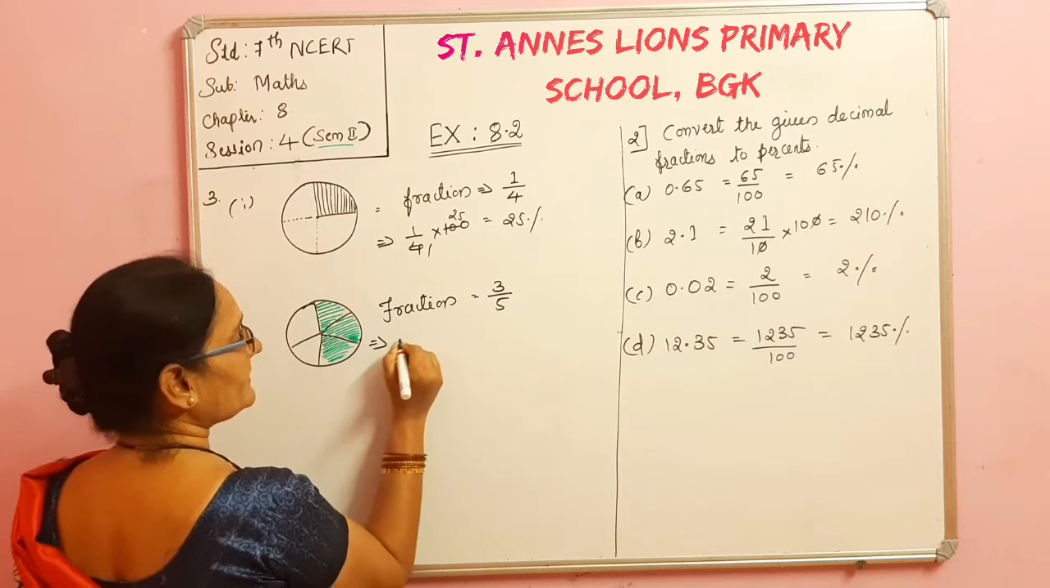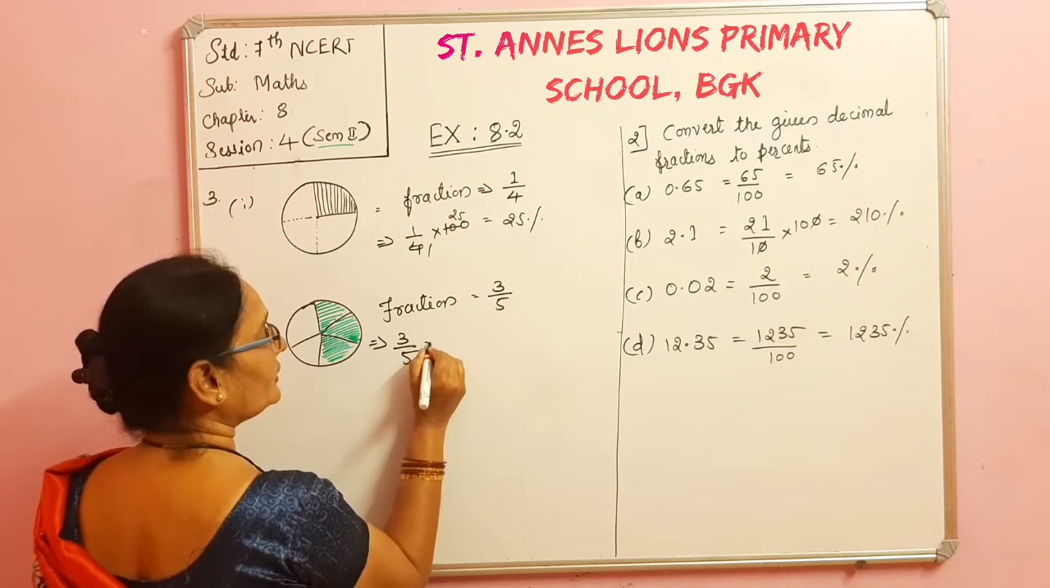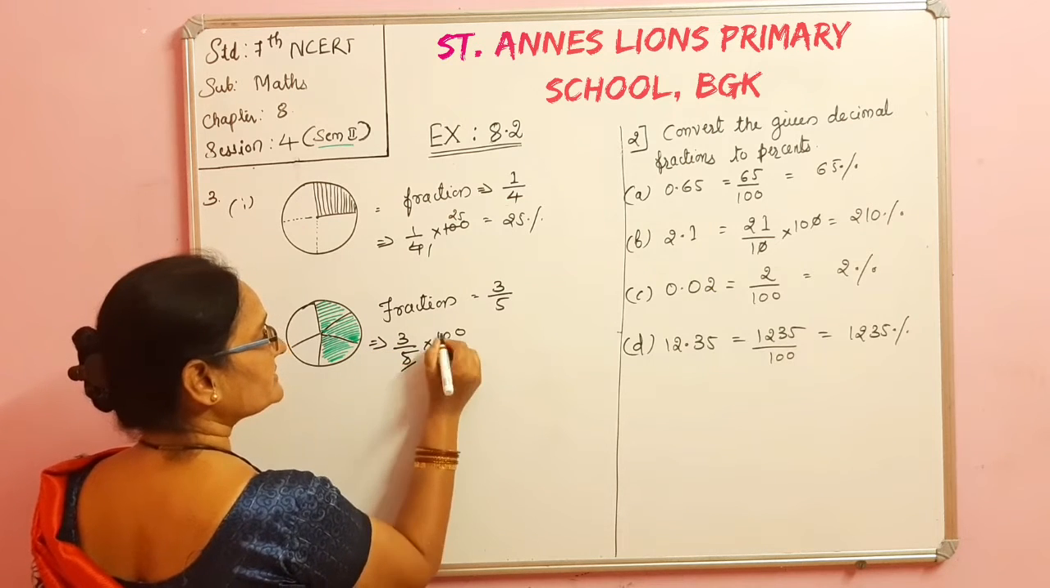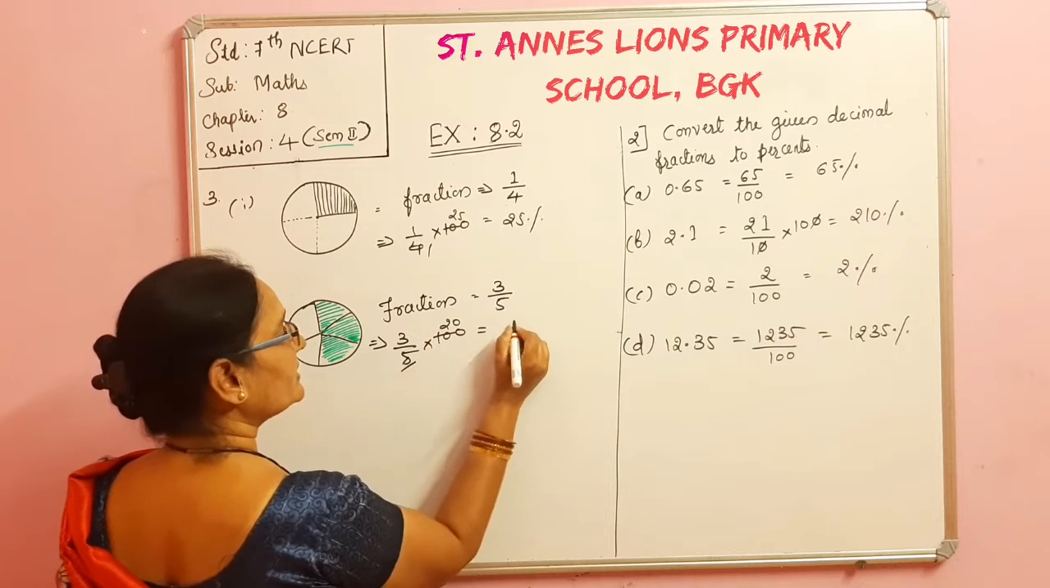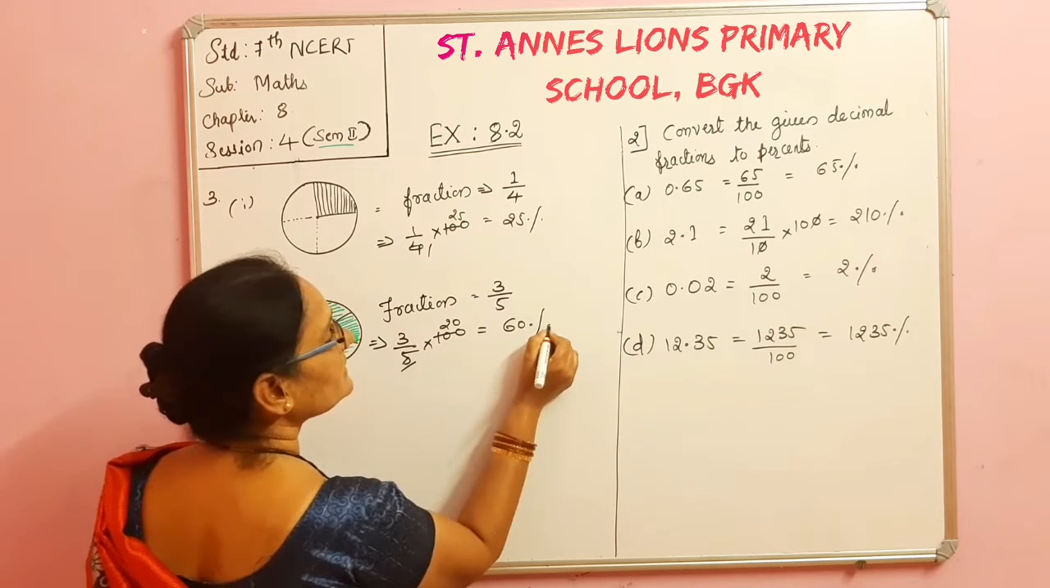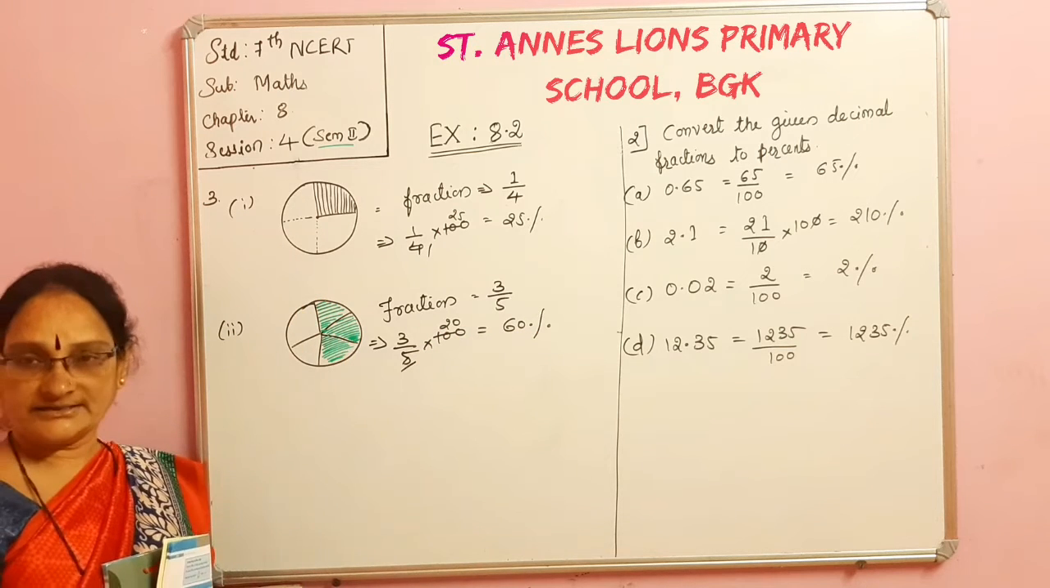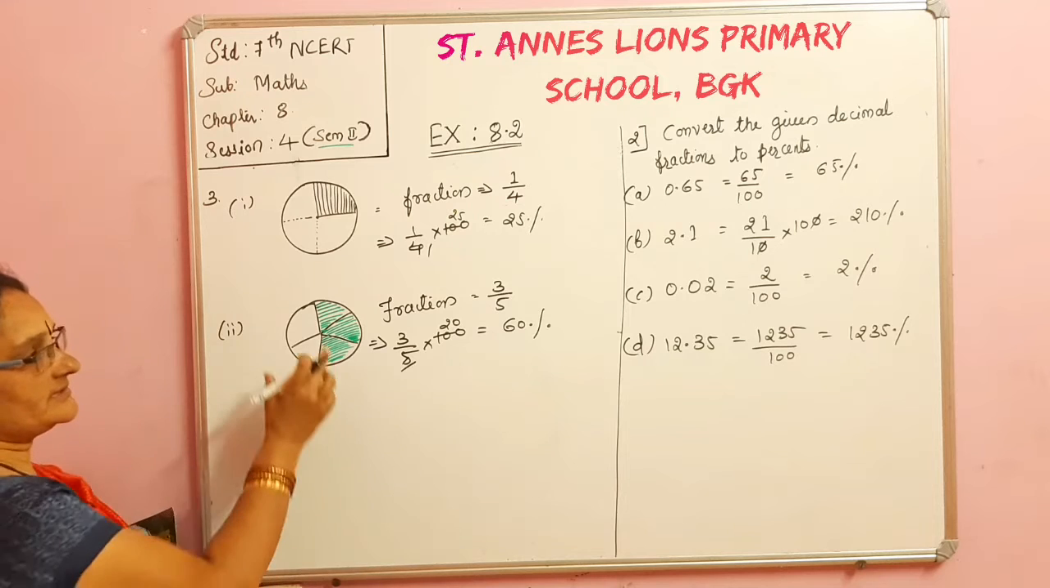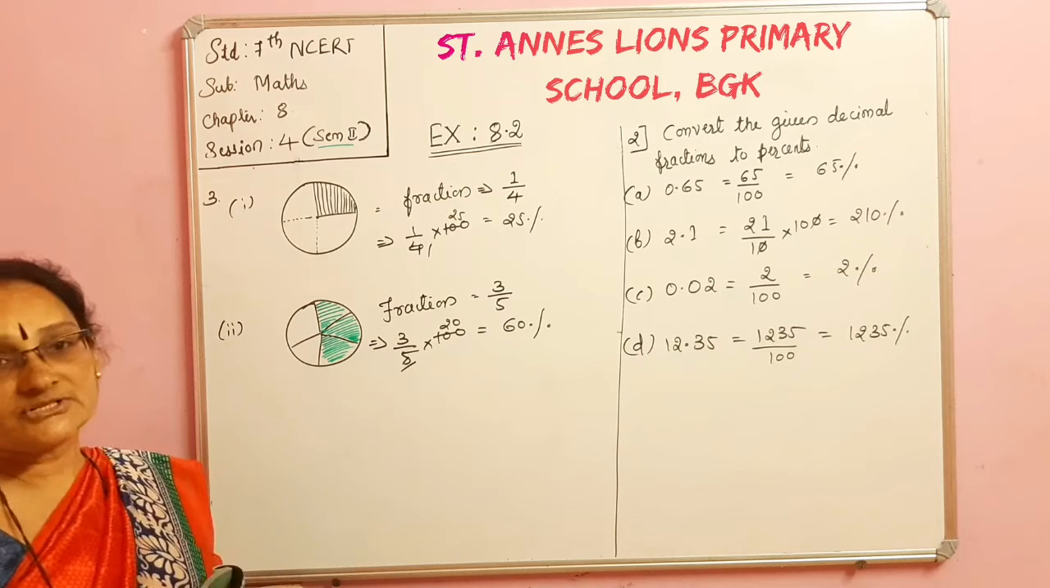So this implies that 3 by 5 into 100. 5 ones are 5, 5 twos are 10, 5 twenties are 100, so 3 twenties are 60. 60% of the figure is shaded. 60% of the part is shaded.